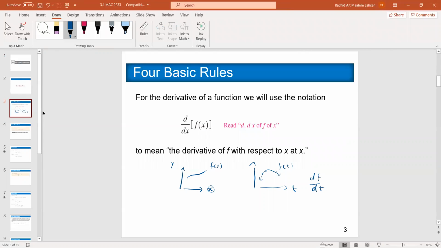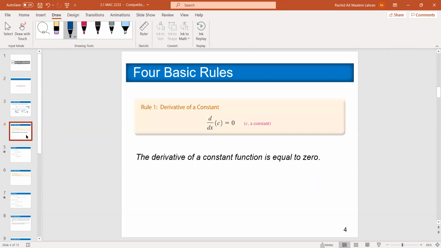The notation, sometimes you may see written y prime or f prime. That's what this differentiation also means. On some occasions, you'll see d/dx, something like this.